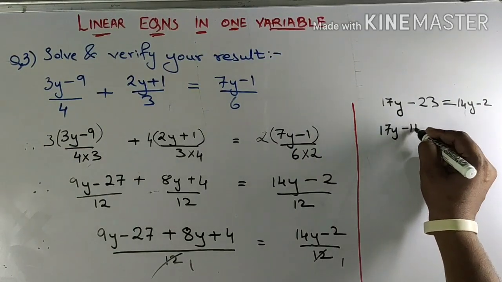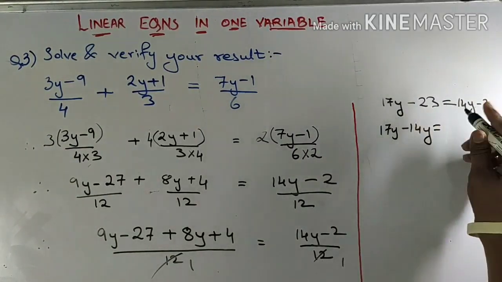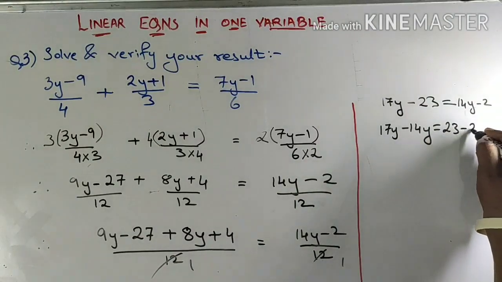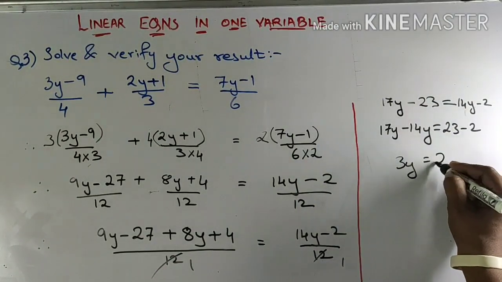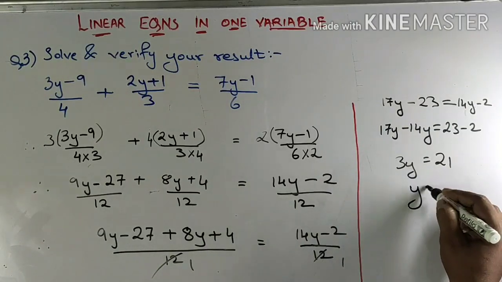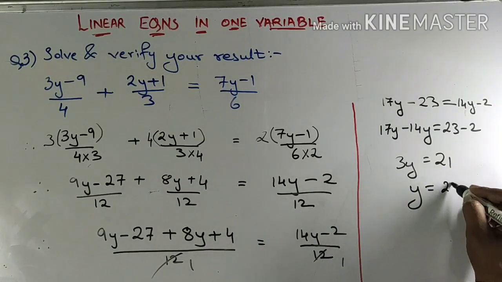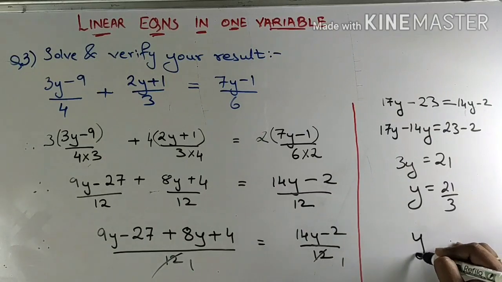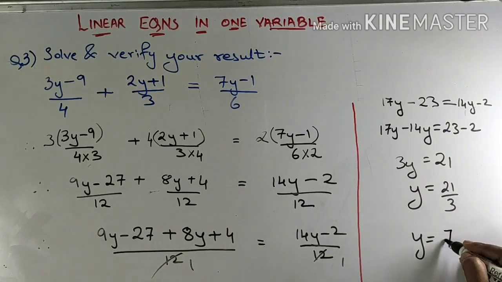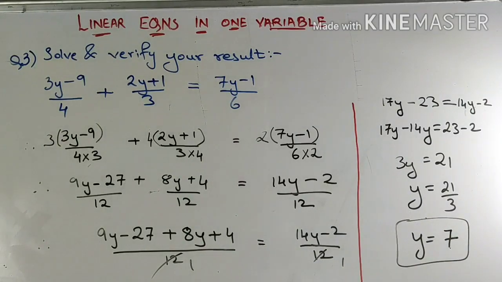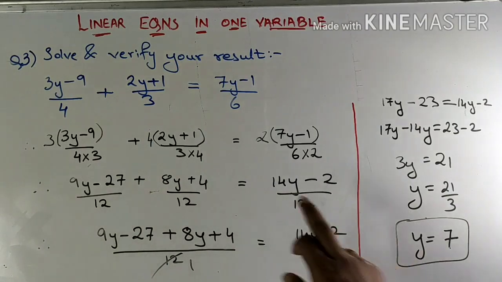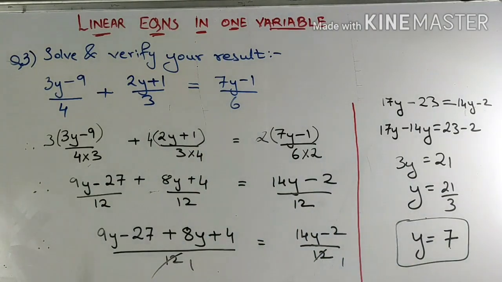17y minus 14y equals 23 minus 2. So 3y is equal to 21. y is equal to 21 divided by 3. That is, y is equal to 7. Now we have found the value of y. Now my next task is to verify whether this 7 holds true for this equation or not.